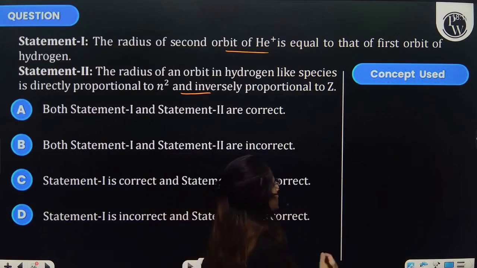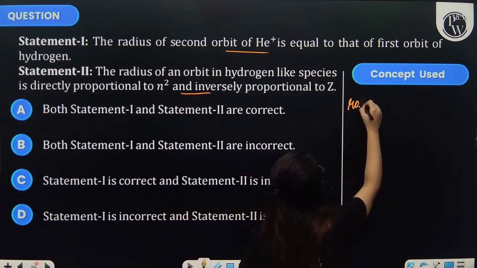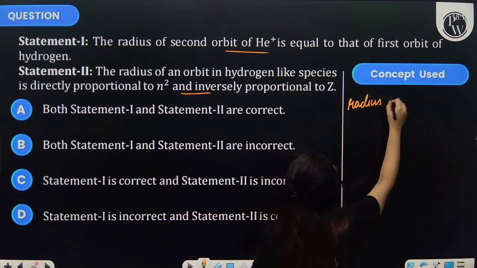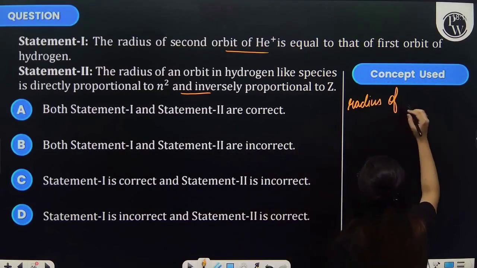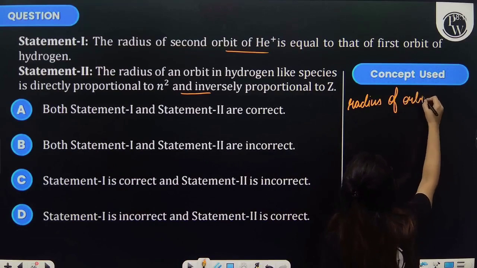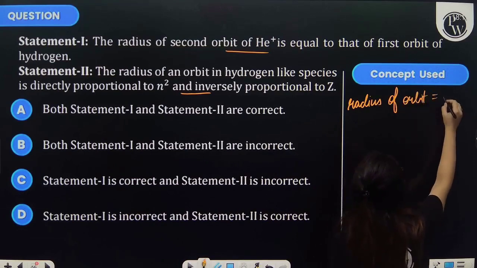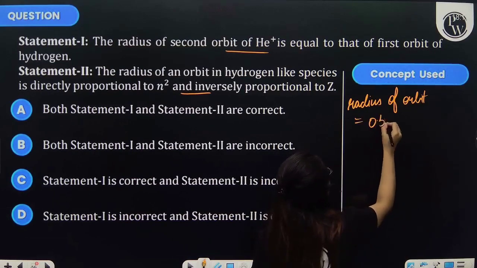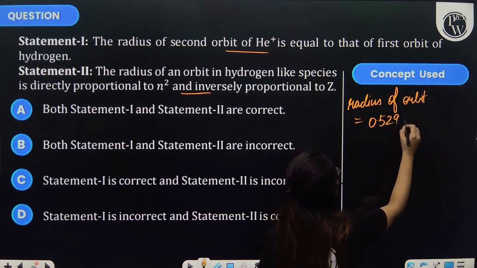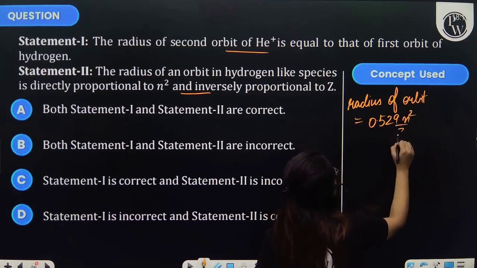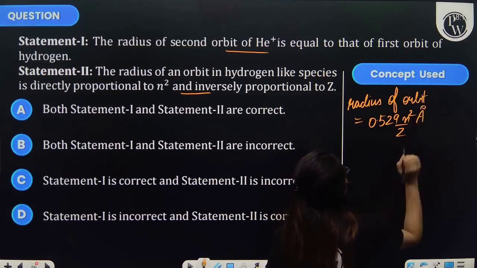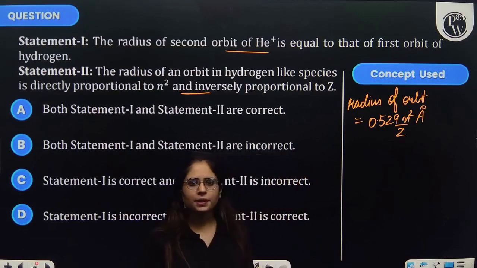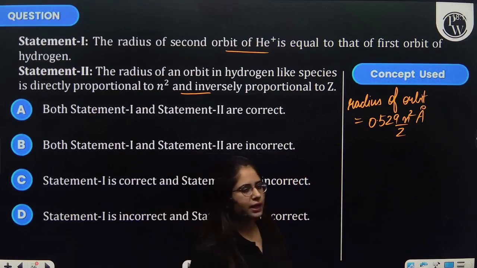So this question is actually based on the radius of orbit, which is equal to 0.529 n square by Z angstrom, where n is your principal quantum number and Z is your atomic number.